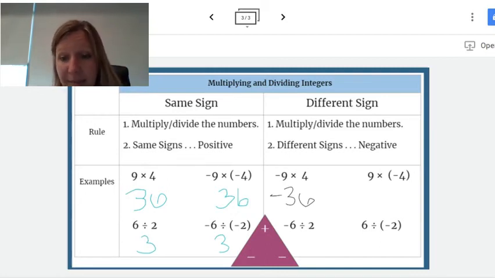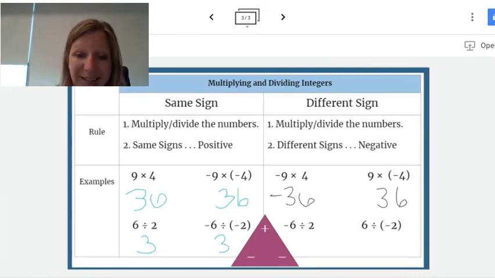Okay. Similarly, if I look at the second one, I have 9 times -4. That's a positive times a negative. So you're going to multiply them like you would regularly. 9 times 4 is 36. But if I use the triangle trick, that's a positive times a negative. What sign is left? It's a negative.